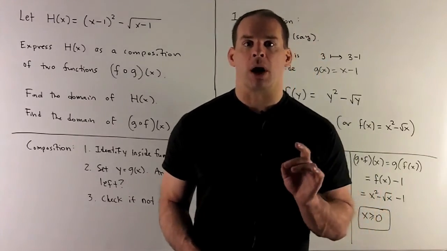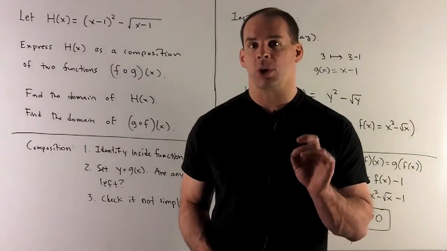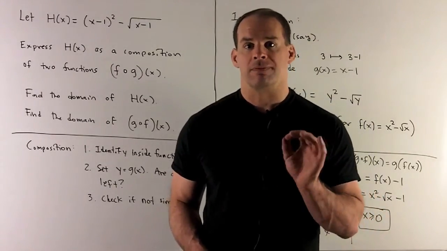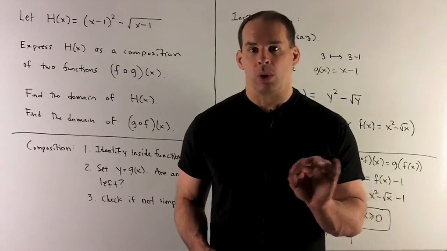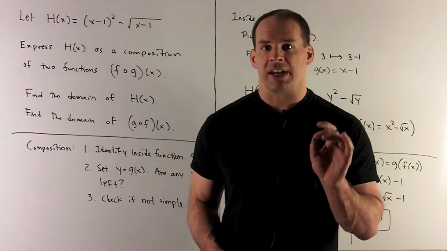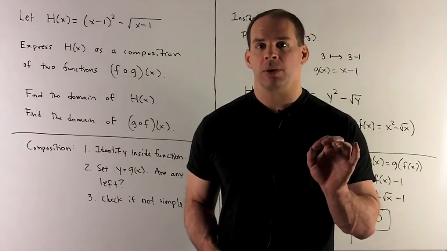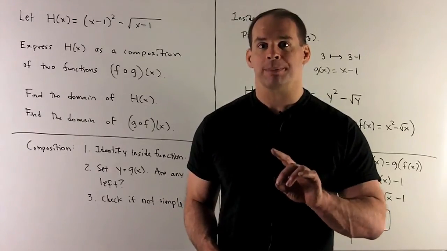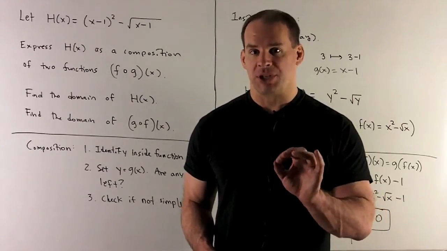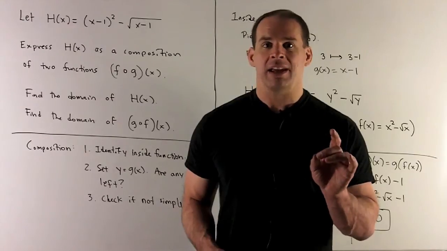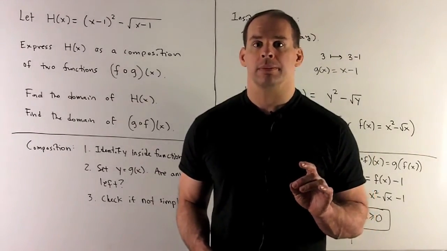Okay, first part. I want to write h of x as a composition f composed with g of x. First step, we need to identify the inside function. Once I have that function, we're just going to set it equal to y. If anything remains in our old function that has an x term in it, we're going to have to do more work. If not, we have our composition. Then, if things are complicated, we might want to check our work.